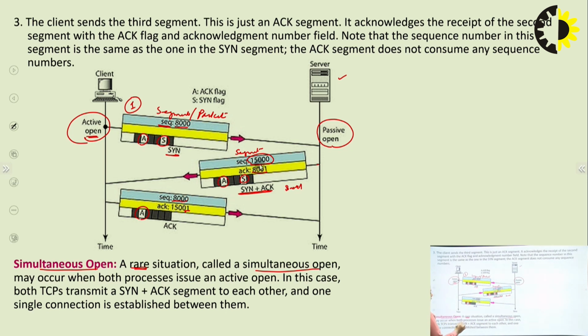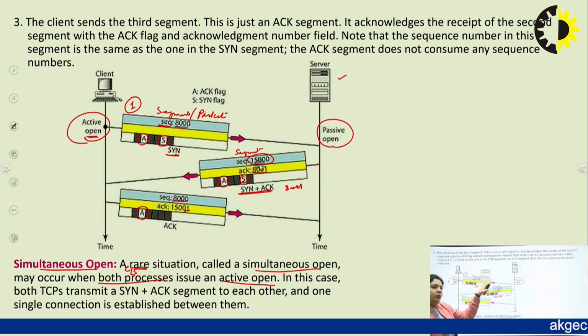In this, both processes, that is the client as well as the server, issue an active open. Any host can be the client and any host can be the server. So anytime the server wants to make a connection with the client, or the client wants to make a connection with the server. So in a rare situation, what can happen? Both the client and the server make the same request at the same time, that is the active open state. That is, the server also wants to make a connection with the client and the client also wants to make a connection with the server.